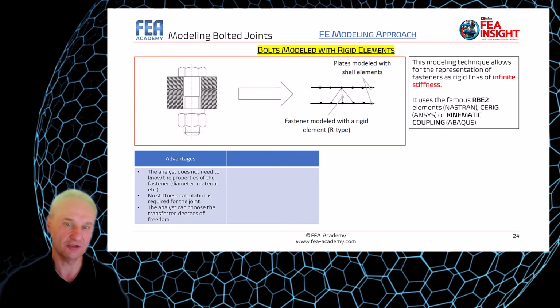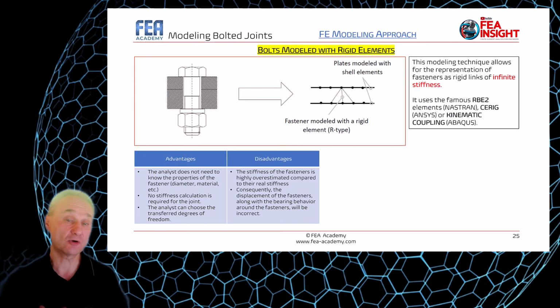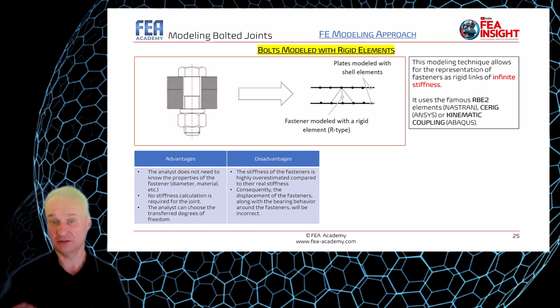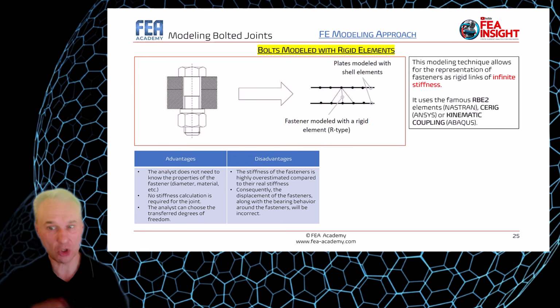So the rigid elements are versatile, so they permit this choice. But there are also disadvantages using the rigid elements in order to model a bolt. The first one is the fact that the stiffness of the fasteners is highly overestimated compared to their real stiffness. Consequently, the displacement of the fastener along with the bearing behavior around the fasteners will be incorrect.